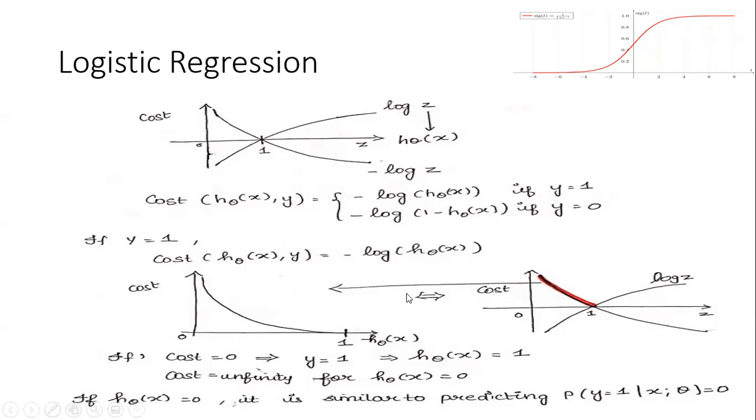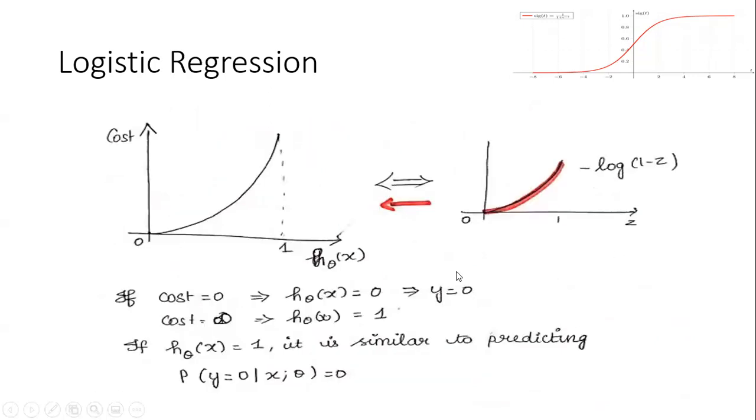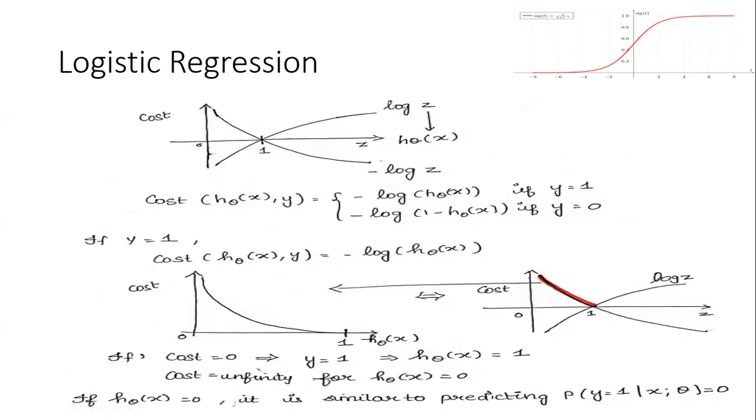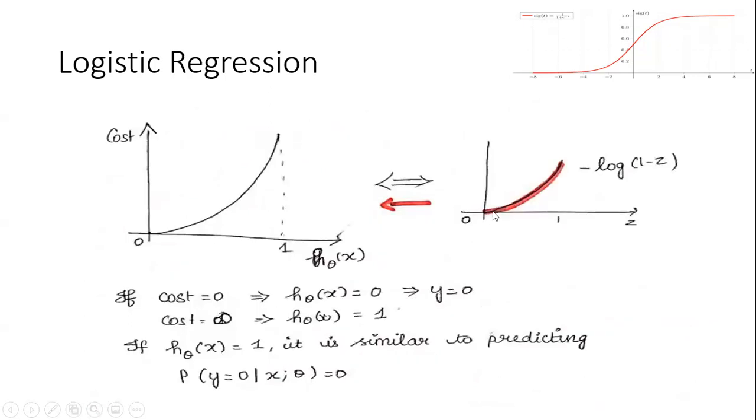Just remember the function log z goes like this and inverse log z goes like this. So in both the cost functions, we have the inverse log z. So it's going to be the other way around. So minus log 1 minus z is going to be like this. This function in red is the shape for minus log h theta x, and this is the shape for minus log 1 minus h theta x. So the loss function for the positive class is like this, and the loss function for the negative class is like this.